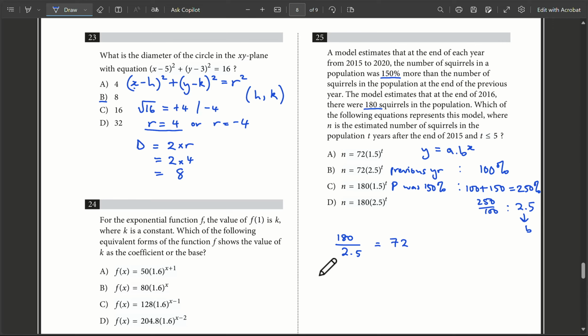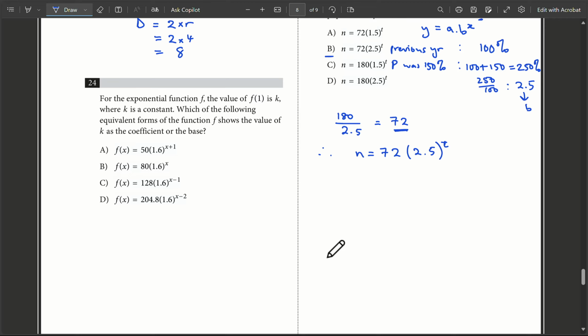Okay. So now the equation that fits the model is actually going to be N is equal to the initial number of squirrels, which is 72, times the growth factor, which is B, that is 2.5, to the power t. That's this t that we're now considering. So if we look for this, we get our answer as B. So number 25 is B. Moving on to number 24.